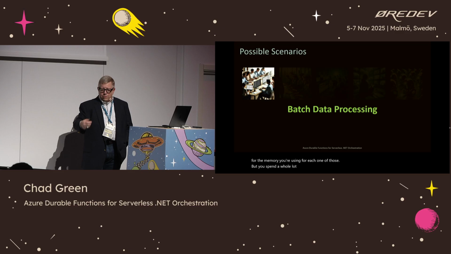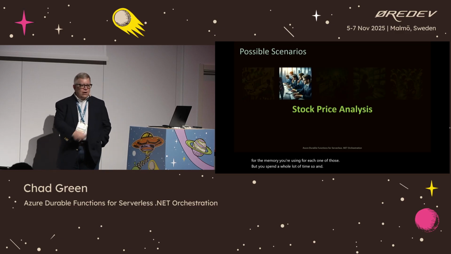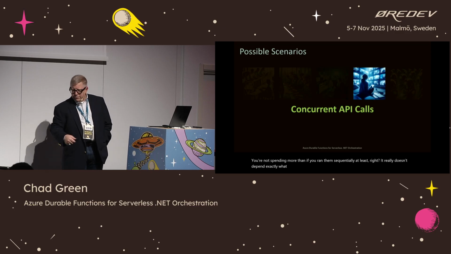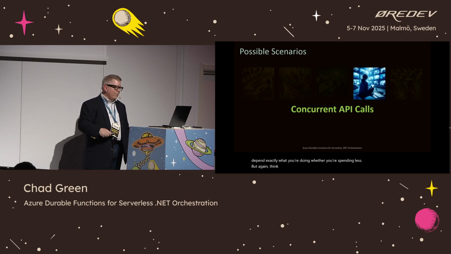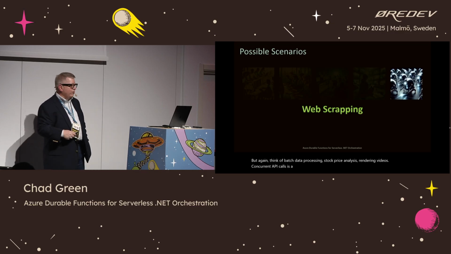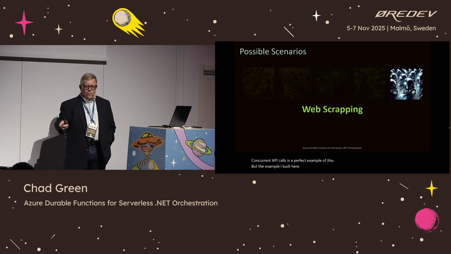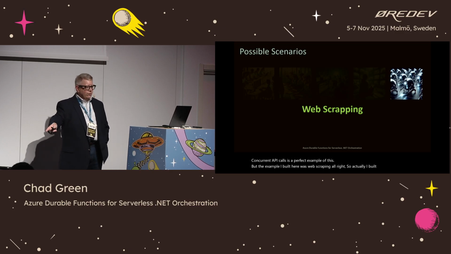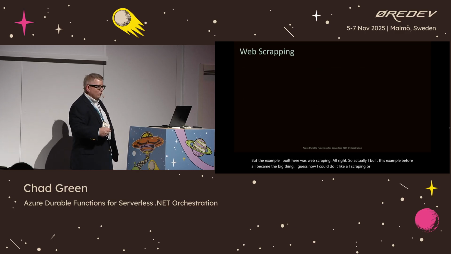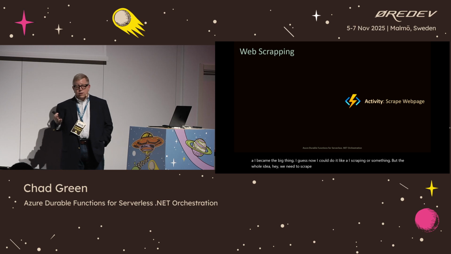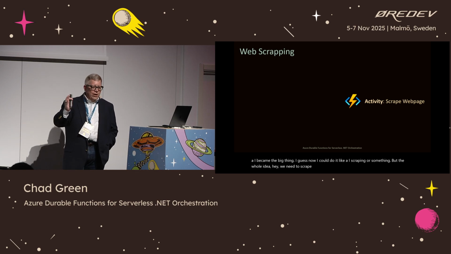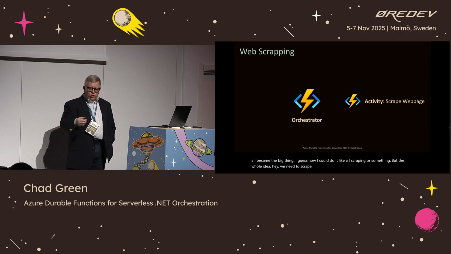But again, think of batch data processing, stock price analysis, rendering videos. Concurrent API calls is a perfect example of this. But the example I built here was web scraping. Actually, I built this example before AI became the big thing. I guess now I could do it like AI scraping or something. But the whole idea is, hey, we need to scrape these pages. So in here, I have just the one activity function, my scrape web page, the orchestrator, and then the starter.